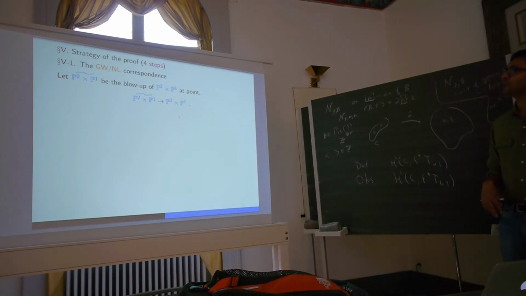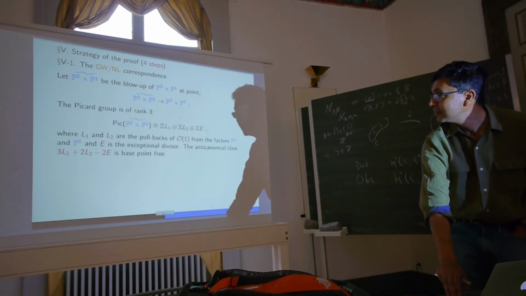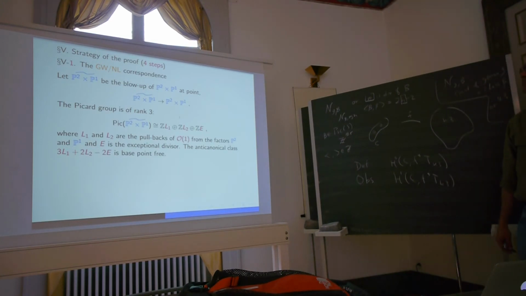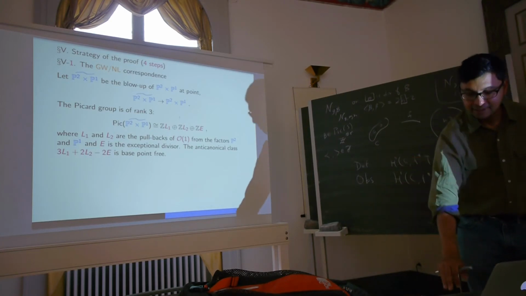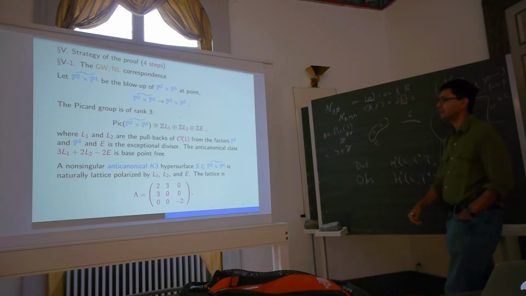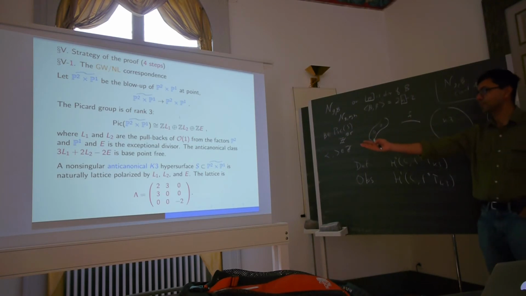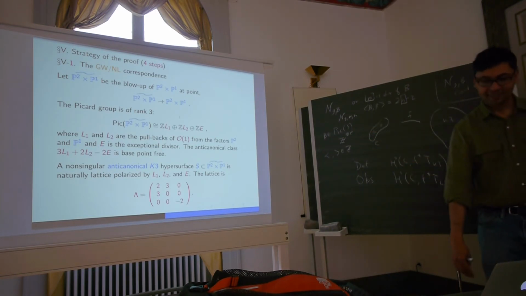We look at P2 cross P1, and we blow up a point. That's a threefold. And this has Picard group of rank 3, because P2 cross P1 has Picard group of rank 2, and we blow up, so the Picard group has rank 3. And I look at an anti-canonical K3 hypersurface there. This is a nice Fano threefold, P2 cross P1 blown up at a point, and I can take an anti-canonical K3, and it has a lattice of rank 3, and that's the Picard lattice of the K3 surface. It's a nice thing.